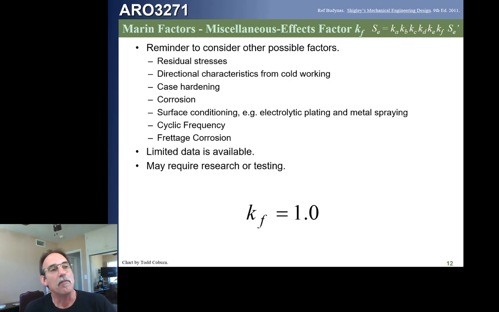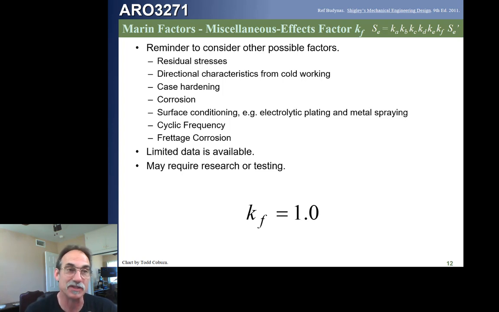Here is one more Marin factor, the miscellaneous effects factor. Actually, this is always going to be 1 for us. What this basically says is if you have some epiphany that makes you think that maybe the color of the t-shirt you're wearing when you're loading your sample affects the part, or maybe the love with which the part was constructed affects it, you could go and do testing to find out what that factor was and add a new factor for your little pet idea of what might affect fatigue strength. For our purposes, this is just warning us that there may be other factors that some folks may come up with or that you may come up with.